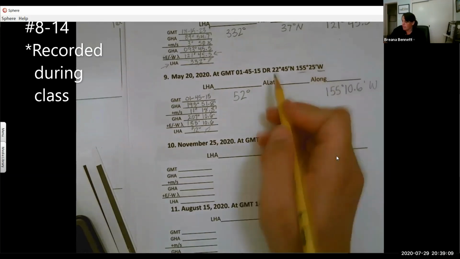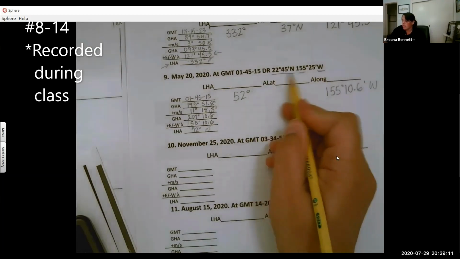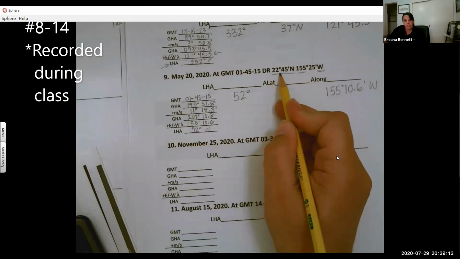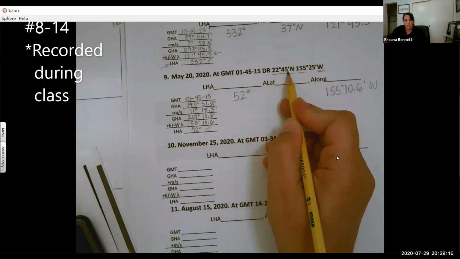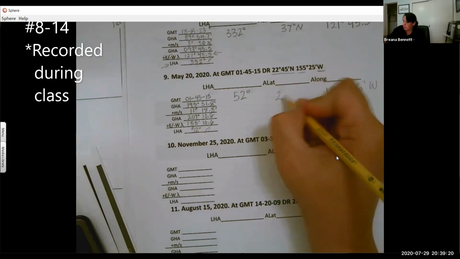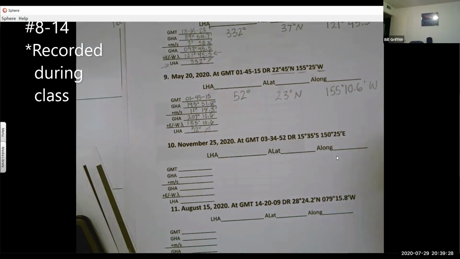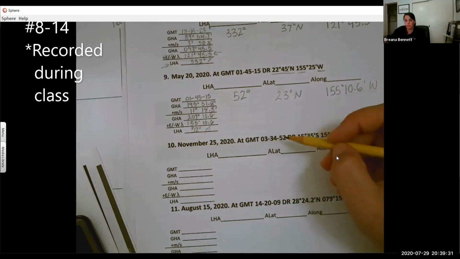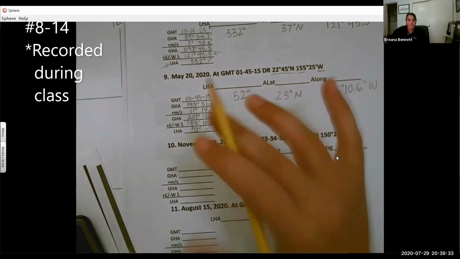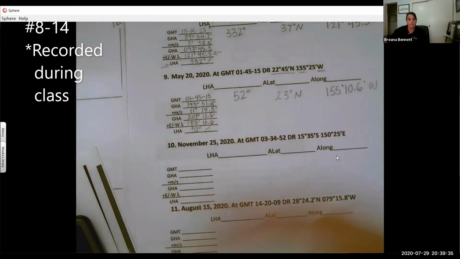And then my latitude, my DR latitude was 22 degrees 45 minutes. So I'm going to say my assumed latitude is going to be 23 degrees north. That's what I'm closest to. Now again, if you put 22 degrees north, that's fine. You're just going to have a bigger intercept.